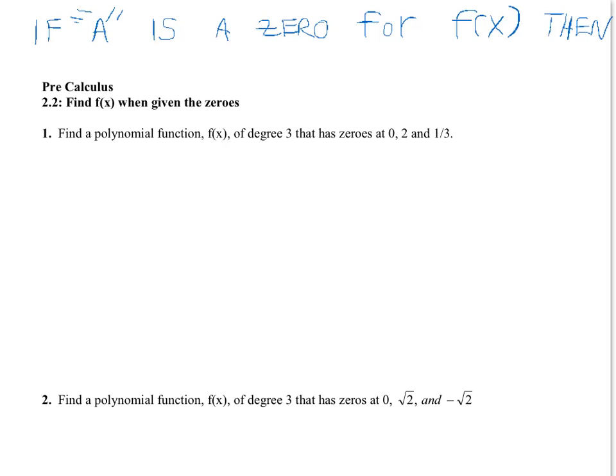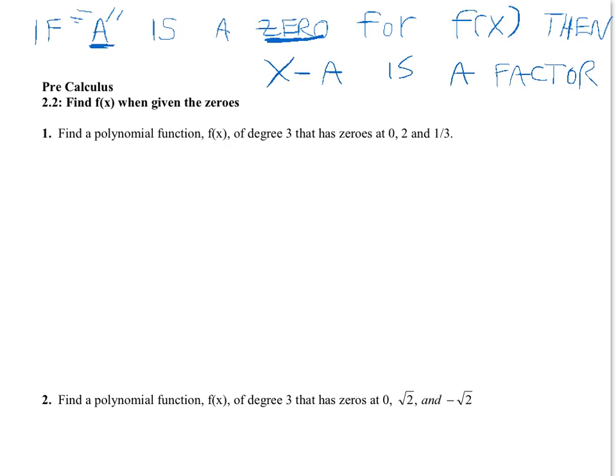Okay, now you can see I have written something on the top right there. You guys can write this down. I might have already gone over this in class, but if not, here it is again. Let's say a, this is going to represent a number. Let's say that's a zero for f of x. What we can conclude then is if you factored out f of x, then x minus a is a factor for f of x. So we really have to know how the zeros and the factors go hand in hand, because that's really what we're going to use to do these three problems right here.